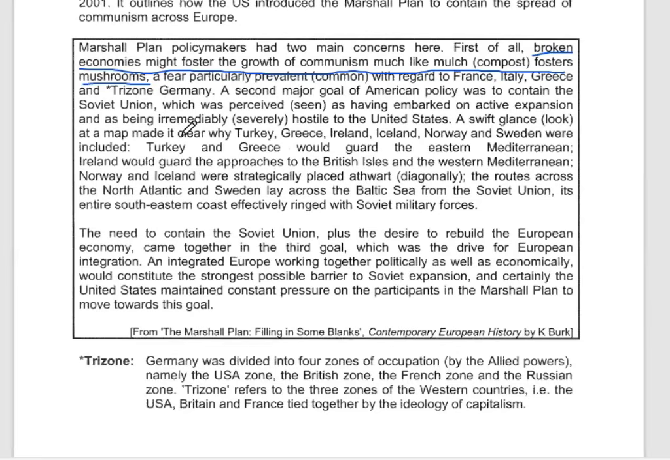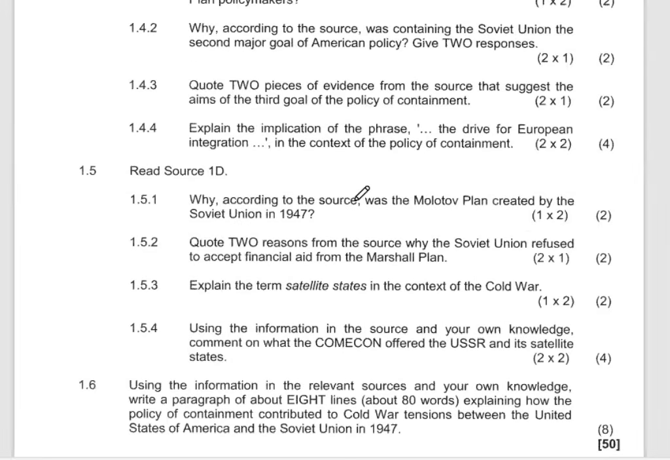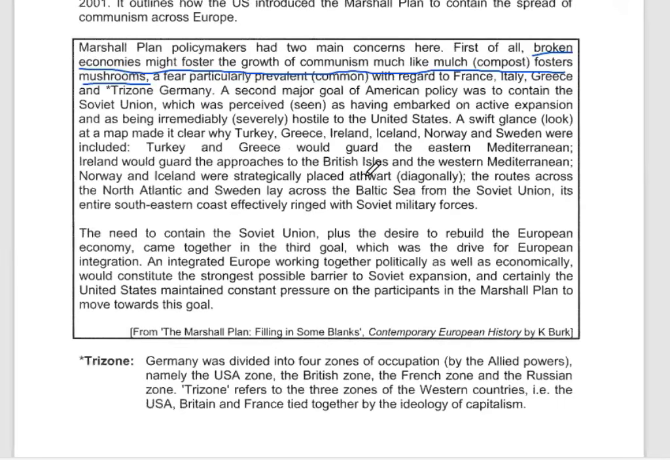Moving on, the next question is saying, why, according to the source, was condemning the Soviet Union the major second goal of American policy? Give two responses. Why was it a major second goal? We just extract. The second major goal of American policy was to condemn the Soviet Union, which was perceived as having embarked on an active expansion and being irremediable or severely hostile to the USA.